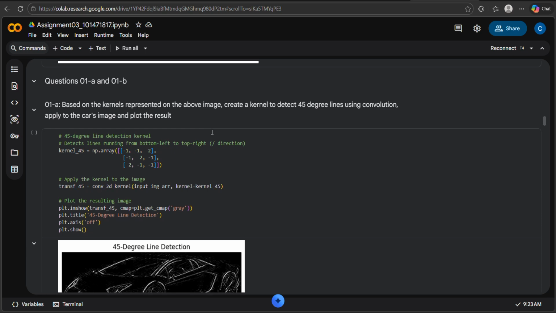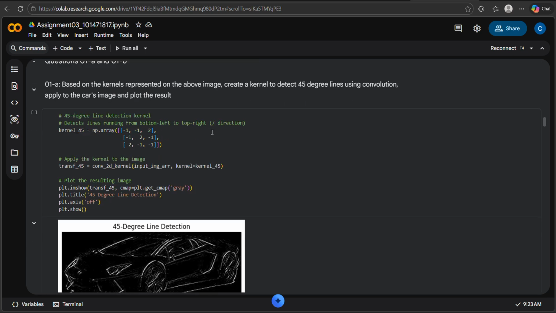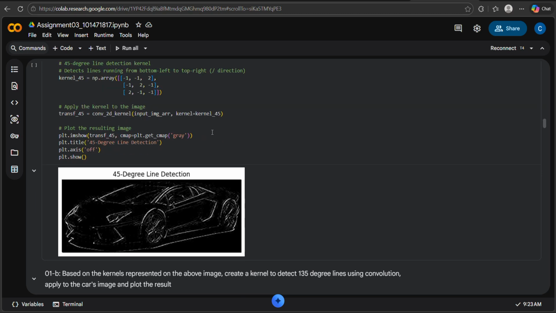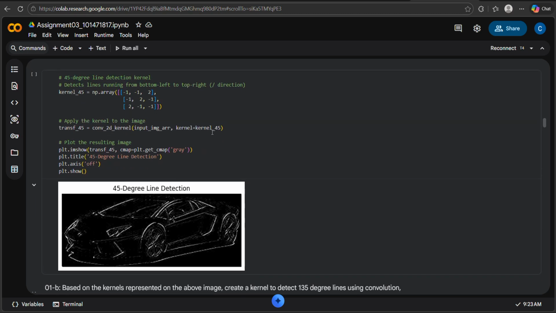For question 1A, I created a kernel to detect 45-degree lines running in slash direction. The positive values run along the 45-degree diagonal and the negative values suppress everything else. When you apply it to the image, you can see the edges aligned at 45 degrees get highlighted in the output.